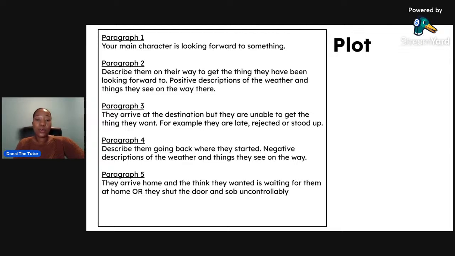And then paragraph four, you can then describe them going back to where they started, okay? And now we might have negative descriptions of the weather or things that they see on the way. So now again, we are using pathetic fallacy, but we're also adding some contrast in because we're contrasting how they were, how they felt as they were going, and therefore our descriptions, okay, match.